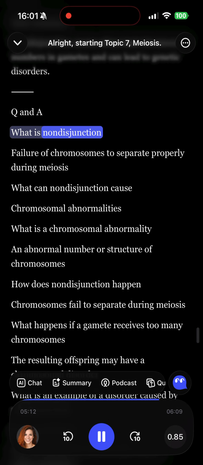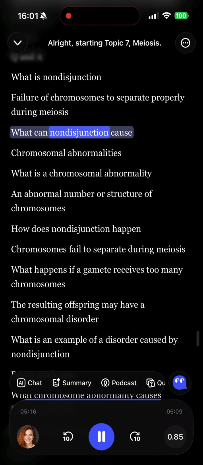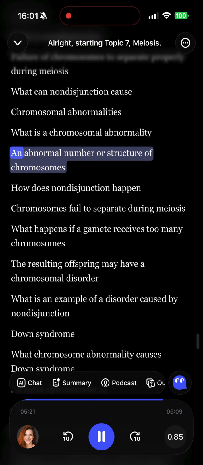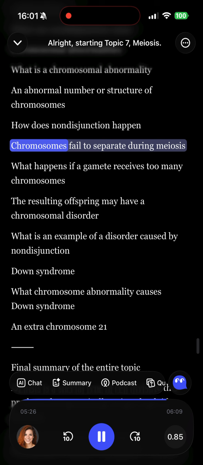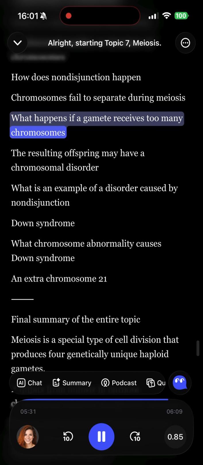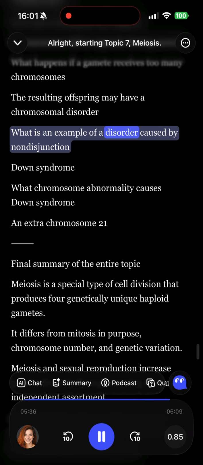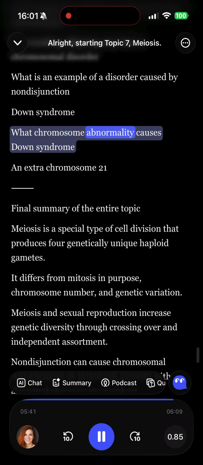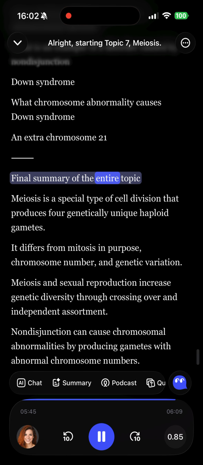Q&A. What is non-disjunction? Failure of chromosomes to separate properly during meiosis. What can non-disjunction cause? Chromosomal abnormalities. What is a chromosomal abnormality? An abnormal number or structure of chromosomes. How does non-disjunction happen? Chromosomes fail to separate during meiosis. What happens if a gamete receives too many chromosomes? The resulting offspring may have a chromosomal disorder. What is an example of a disorder caused by non-disjunction? Down syndrome. What chromosome abnormality causes Down syndrome? An extra chromosome 21.